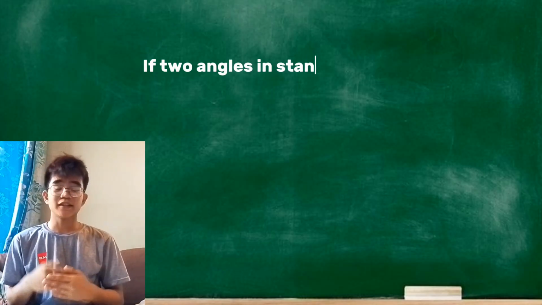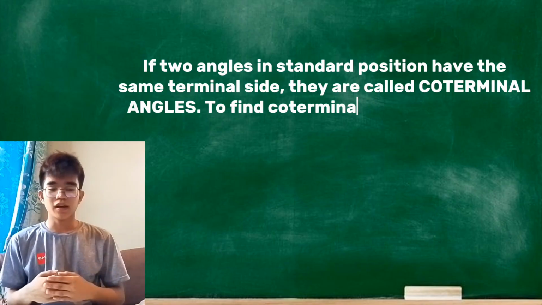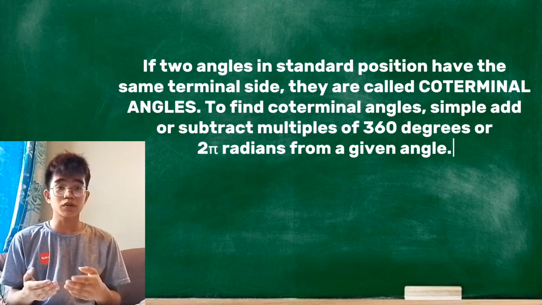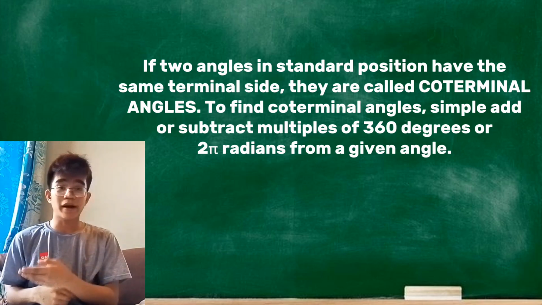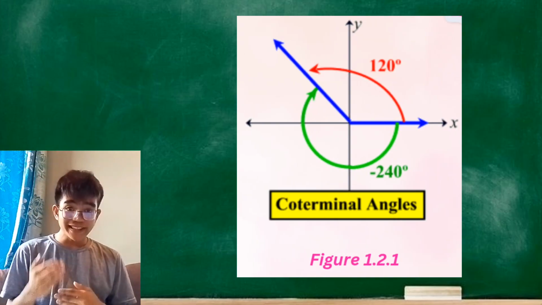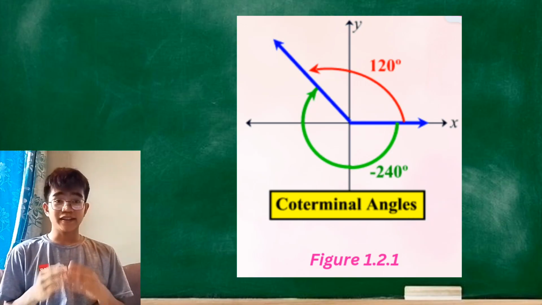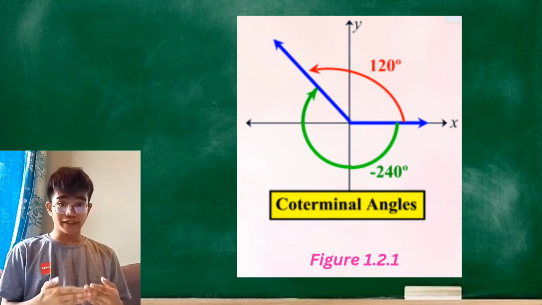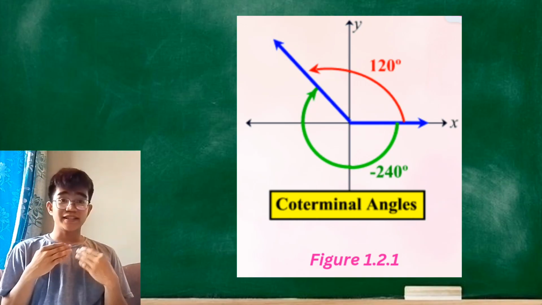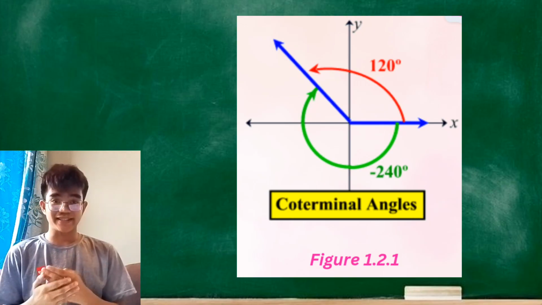If two angles in standard position have the same terminal side, they are called coterminal angles. To find coterminal angles, simply add or subtract multiples of 360 degrees or 2 pi radians from a given angle. In figure 121, 120 degrees and negative 240 degrees are coterminal angles because adding 360 degrees to negative 240 degrees will result in 120 degrees, and subtracting 360 degrees from 120 degrees will result in negative 240 degrees.